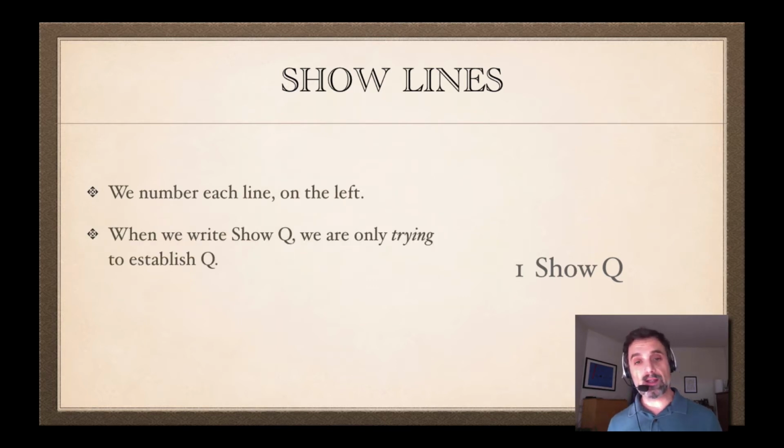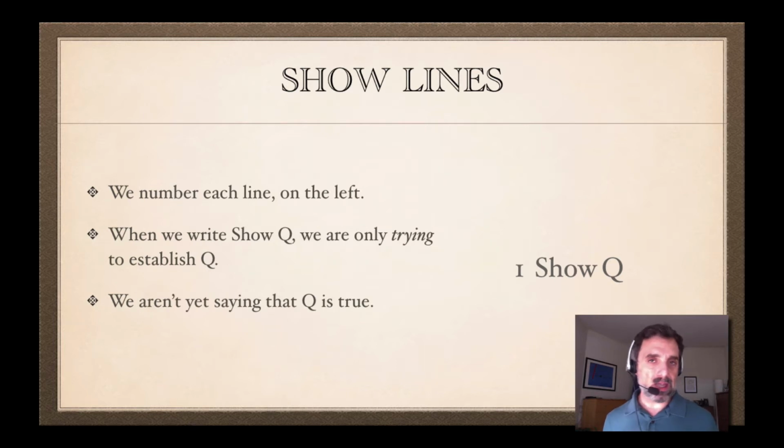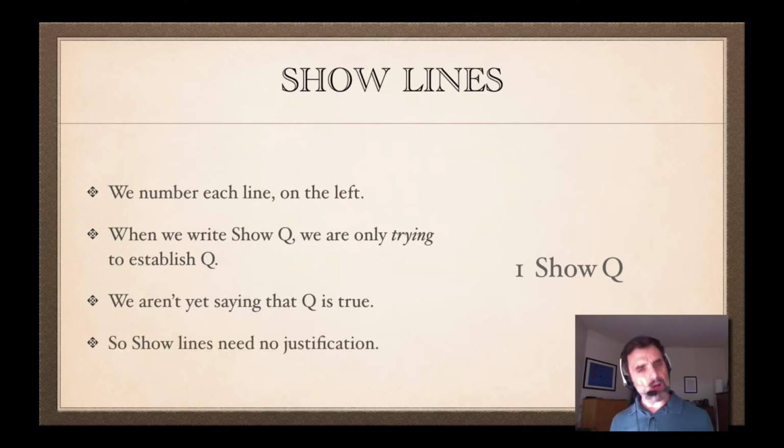So this line doesn't need a justification. When we write show Q, we aren't saying that Q is true yet. We're saying we're going to try to establish it. We think it follows from the premises, and that's what we're trying to show, but we haven't got there yet. We think it is true given the premises' truth, but we haven't established that yet. And so they don't need any justification. We don't need to say, and here's my proof that Q, because you're not saying Q is true. You're saying, I'm going to try to show Q.